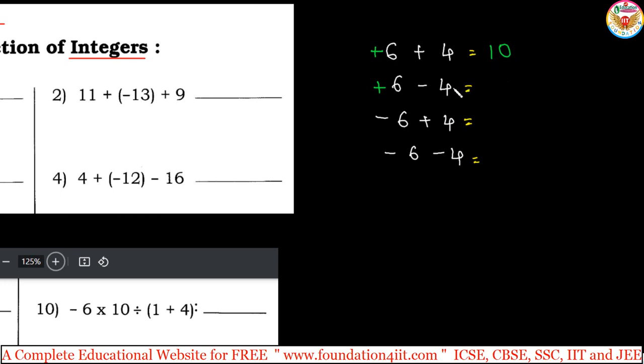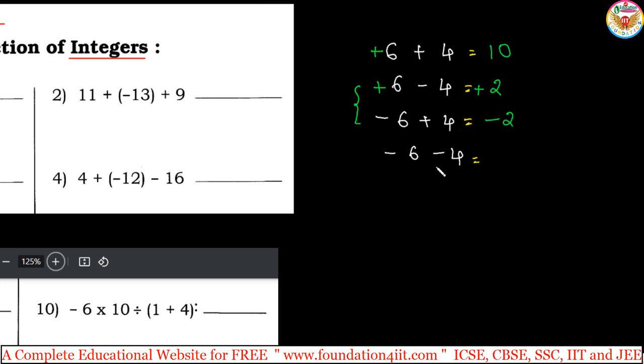Now 6 minus 4: from 6, subtract 4, that is 2. But minus 6 plus 4 is minus 2. There's a difference, because 6 minus 4 is plus 2. But in minus 6 plus 4, one is negative, one is positive. We should do subtraction, and numerically whichever number is bigger, that sign should be kept. 6 and 4, 6 is greater, so plus 2. In minus 6 plus 4, 6 is the greater number than 4, and before 6 what is the symbol? Minus. So the negative number is bigger than the positive number, so a negative answer will come.